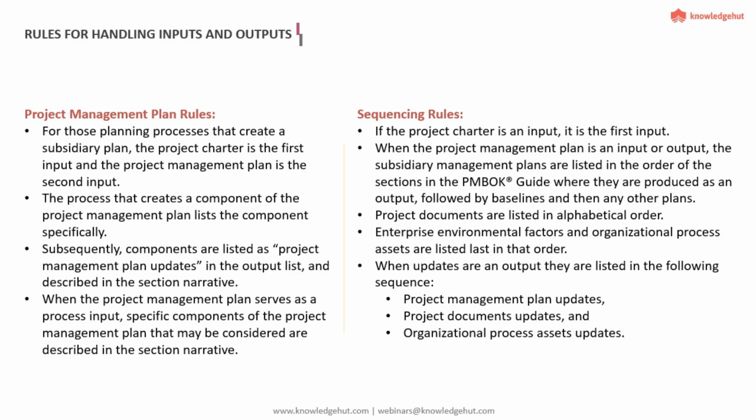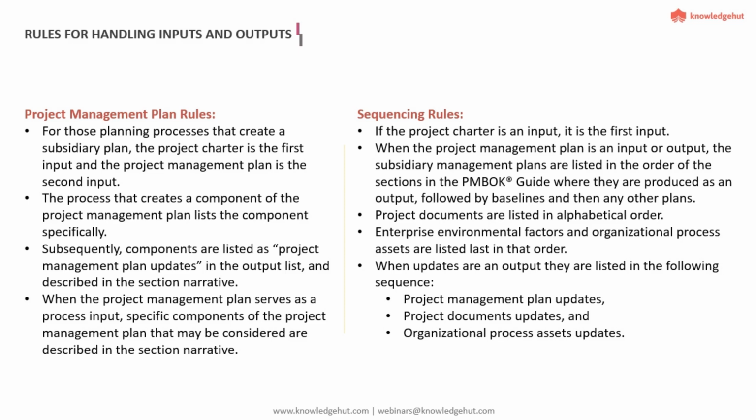They're saying, for any process, if project charter would be an input, and there are many processes where project charter is an input, then in the list of inputs, project charter would always be written as the number 1 input. Now, number 1 doesn't mean that it's more important. They're just defining a sequence. In many processes, project management plan itself is an input. So if project management plan is an input, it would be listed as the second input for that process. So that's a rule for sequencing they have come up with.